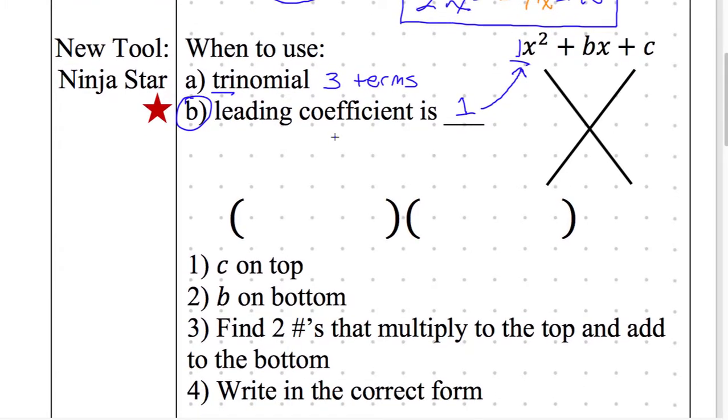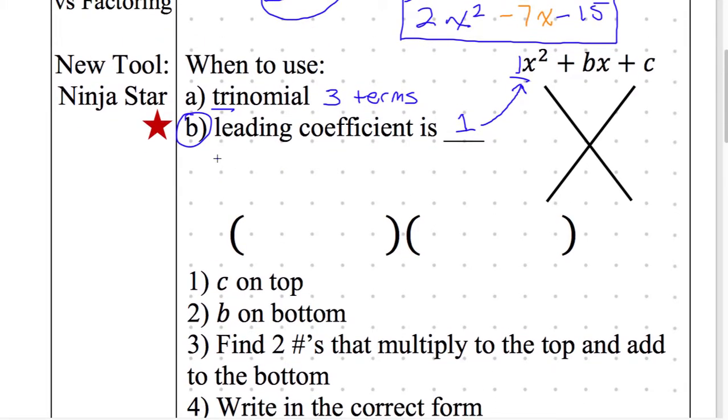Let me give you a random other problem. Go ahead and write down this problem right now. Let's do x squared. Notice that the coefficient is 1, so I am allowed to use Ninja Star. And I'm going to do, let's choose 7x and plus 12. This is what I'm going to try to factor using this method. Okay, I need to figure out what is my C term, what is my B term. I need someone to do step 1 for me.